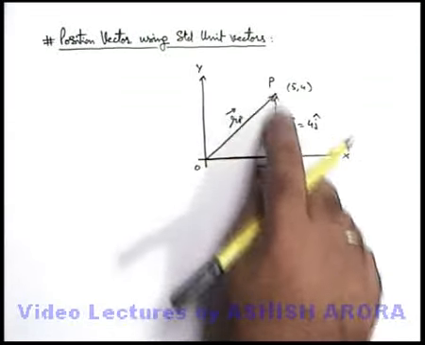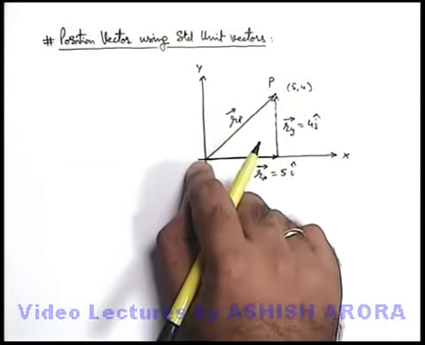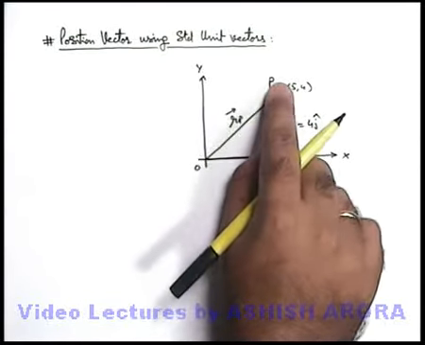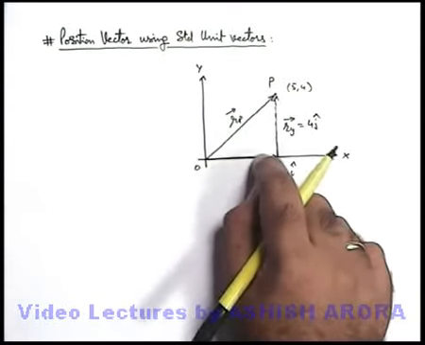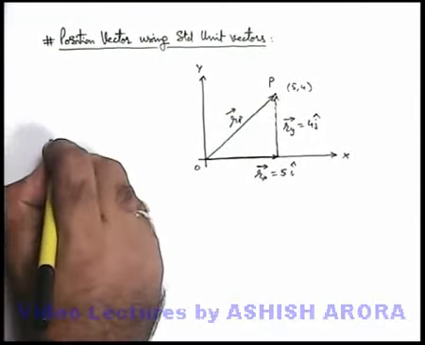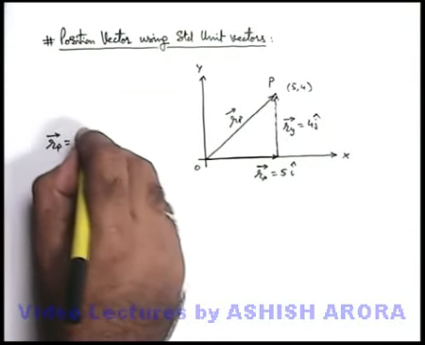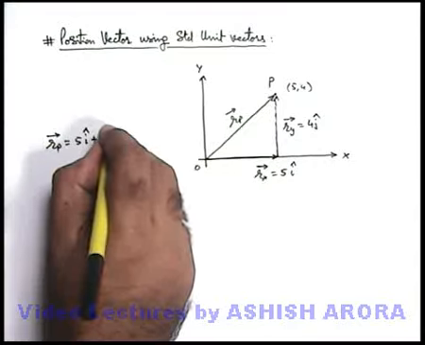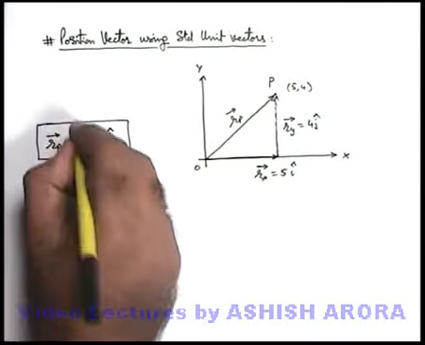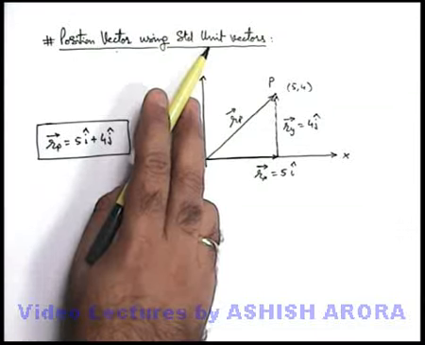And in this triangle we can simply state the position vector of point P with respect to the origin, the OP vector, can be written as this vector plus this vector. By triangle rule we can simply state the RP vector is equal to 5i cap plus 4j cap. This is the way we define a position vector using standard unit vectors.